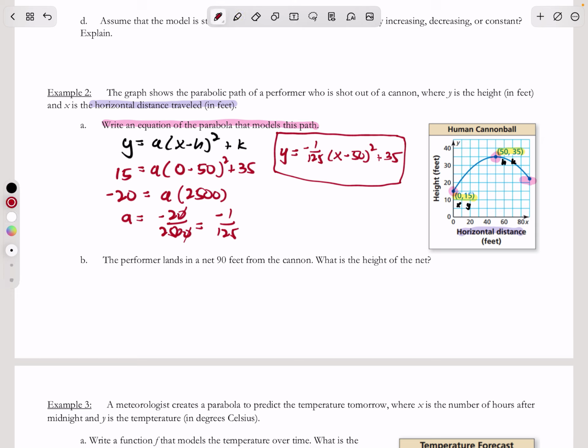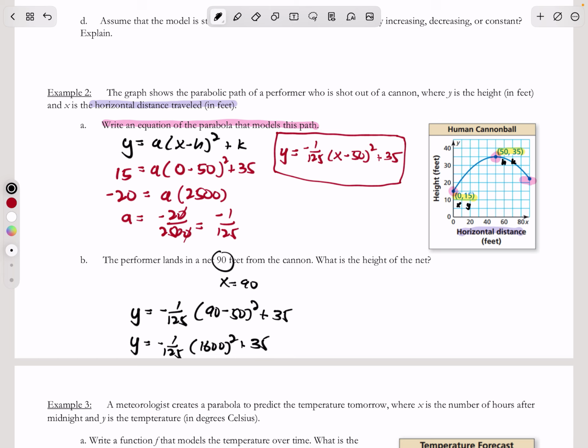So I'm going to take my x value, which is 90, and plug it into my new equation. y equals negative 1 over 125 times (90 minus 50) squared plus 35. I realized I don't have a calculator next to me. So 40 squared is 1,600. I may have to rely on you to do this.